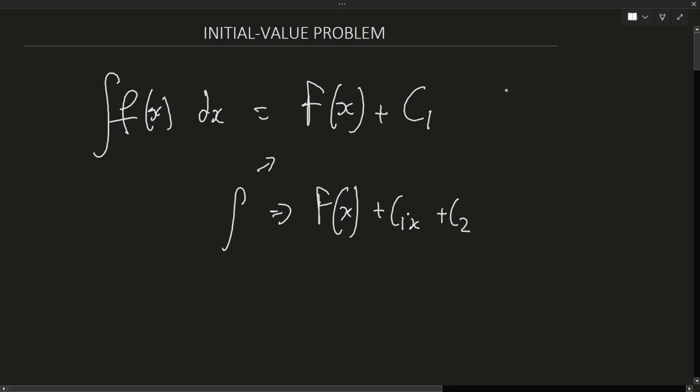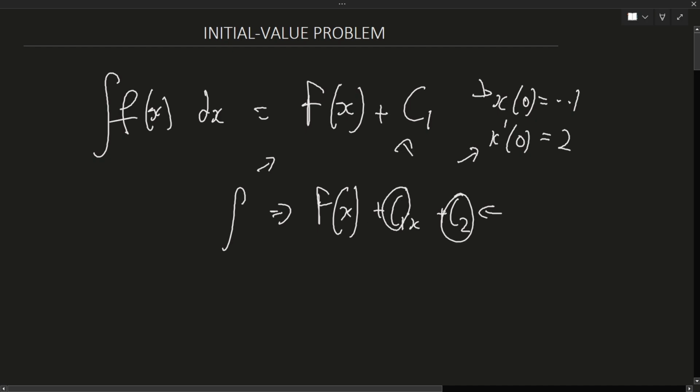What this chapter covers is they're going to give you these random values at x of 0, say 1, and x prime of 0 equals, I don't know, 2. It doesn't matter. Basically, using these initial values, you have to plug into these equations and find C1 and C2. Your whole goal is to find these constants to find the actual equation, and that's it.